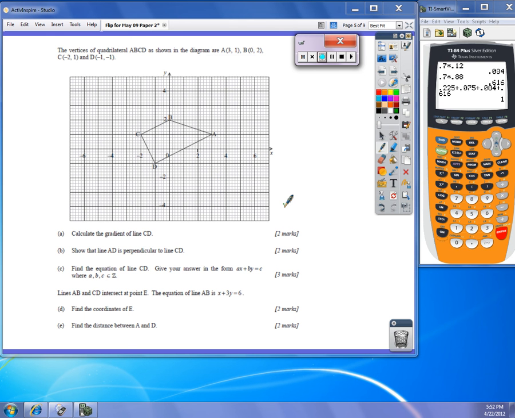Problem 3, we're given some type of a quadrilateral. We don't know exactly what it is. And we're asked to do some fairly straightforward calculations. The first thing that we're asked to do is to find the slope of line CD. So here's line CD right there.